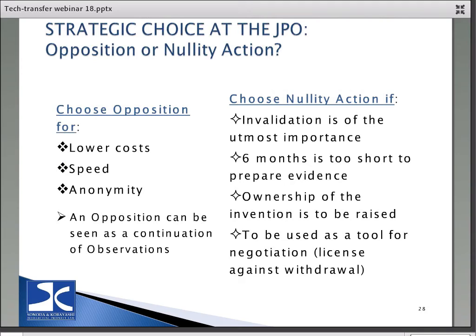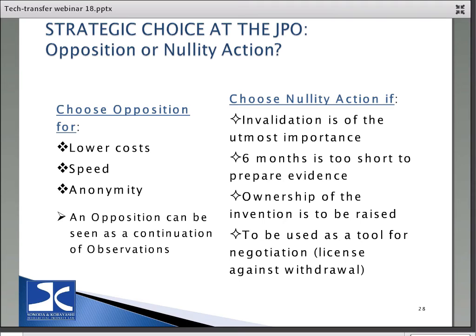Some words about the strategic choice at the JPO between opposition and nullity actions. Given all the limitations and the characteristics of oppositions and nullity actions, we believe that the opposition is advantageous if the interest is to lower the cost and to speed up, because you can get the conclusion within 6 months. And the anonymity is important. When one of these three is very important, it would be a good choice to file an opposition.